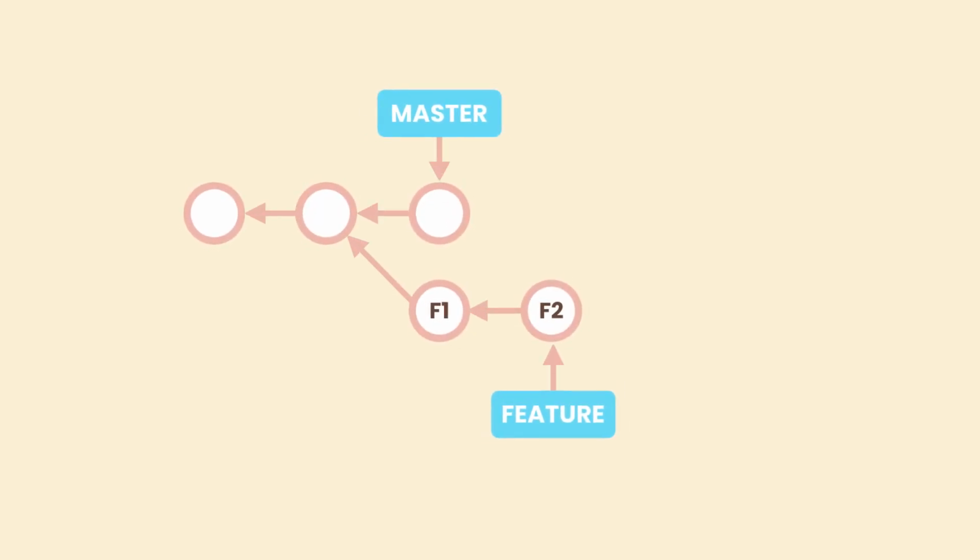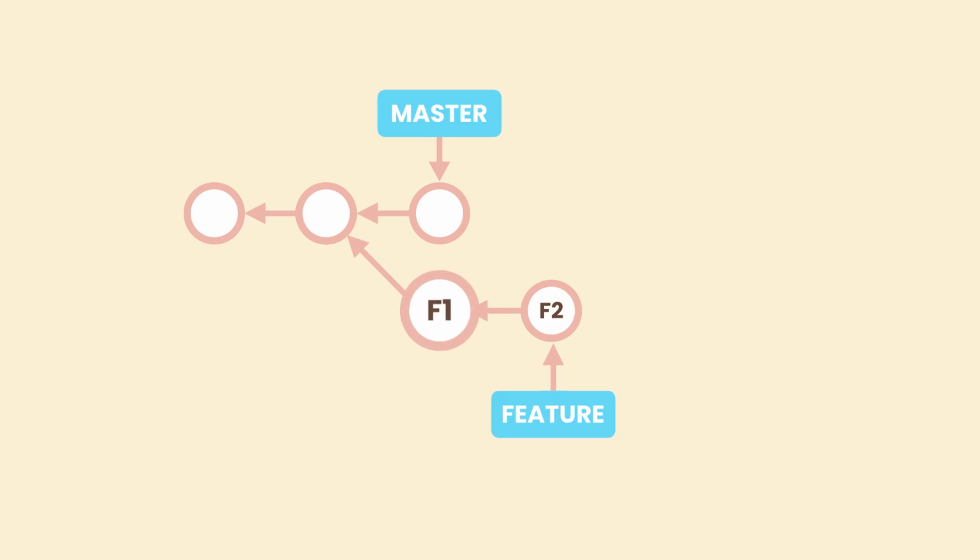Here we have a feature branch with two commits, F1 and F2. Now, let's say one of these commits, like F1, has some interesting changes we want to have in master, but we're not quite ready to merge our feature branch into master. What should we do now?